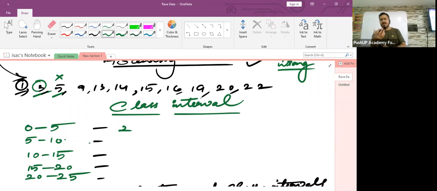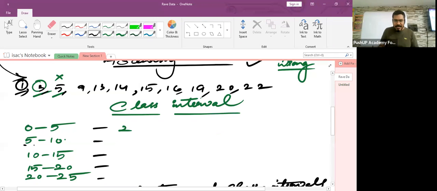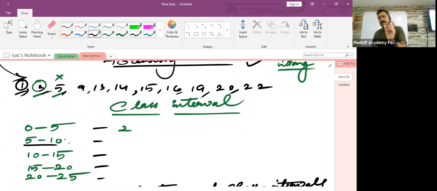Now, it's quite natural, children, that you will have a question in your mind. If 5 is not considered in the first class interval, then where will it be considered? And your answer is right below the first class interval: the second class interval. Because if you notice, the second class interval is 5 to 10. So the lower limit is considered for counting, just that the upper limit will not be considered. Just remember this one single point and you're done with it.